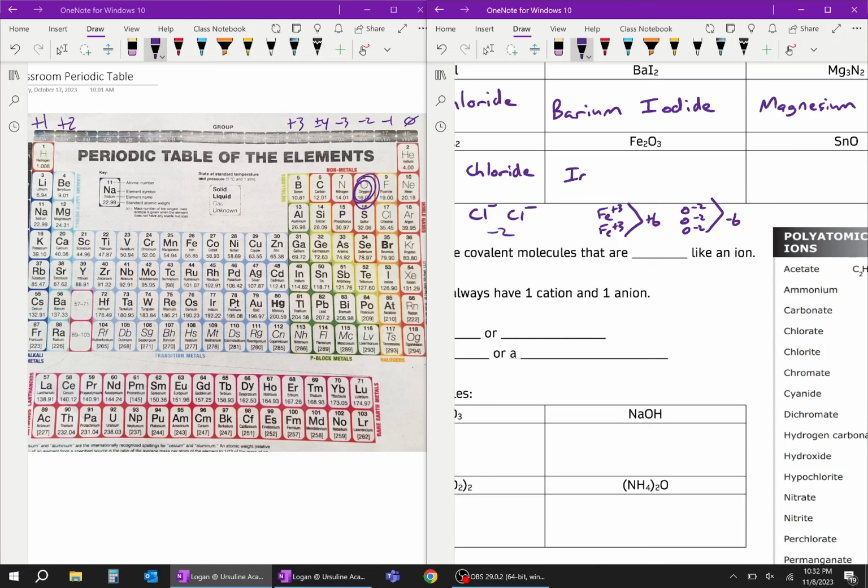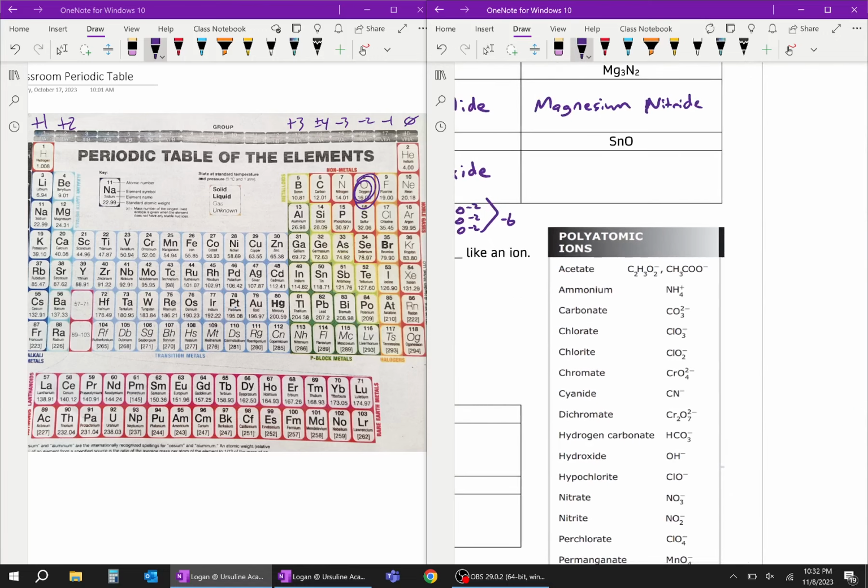This specific substance is called iron 3 oxide. I name the metal. Since it's a transition metal, I give the charge for that particular type of iron, and then I give my nonmetal ending in "ide."